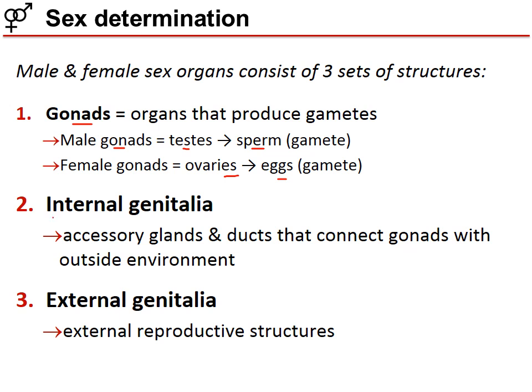The second set is the internal genitalia. The internal genitalia basically consists of all the accessory glands and the ducts that connect these gonads, these gamete producing organs, with the external environment. And then there are the external genitalia, the external reproductive structures.